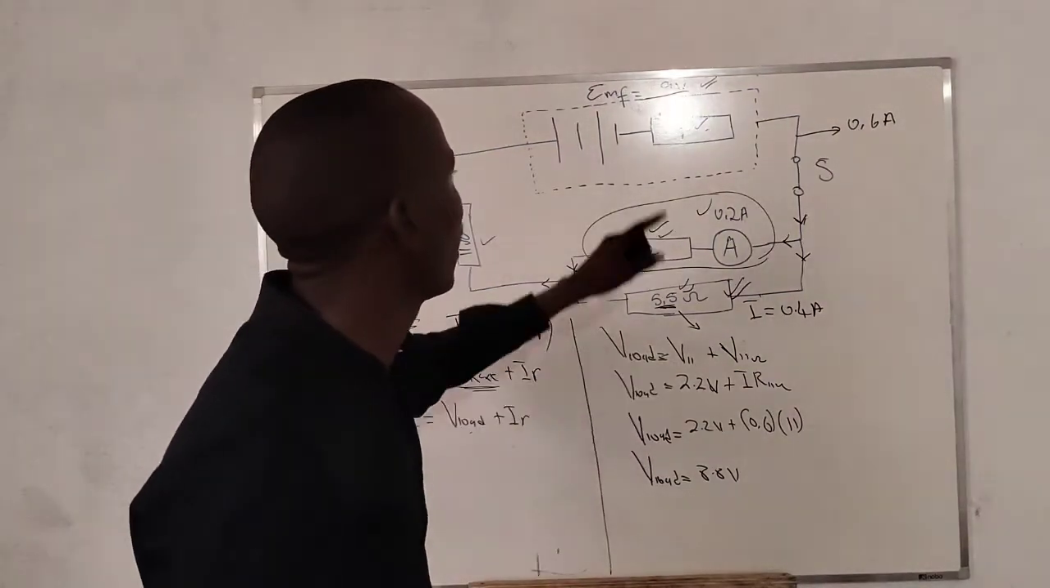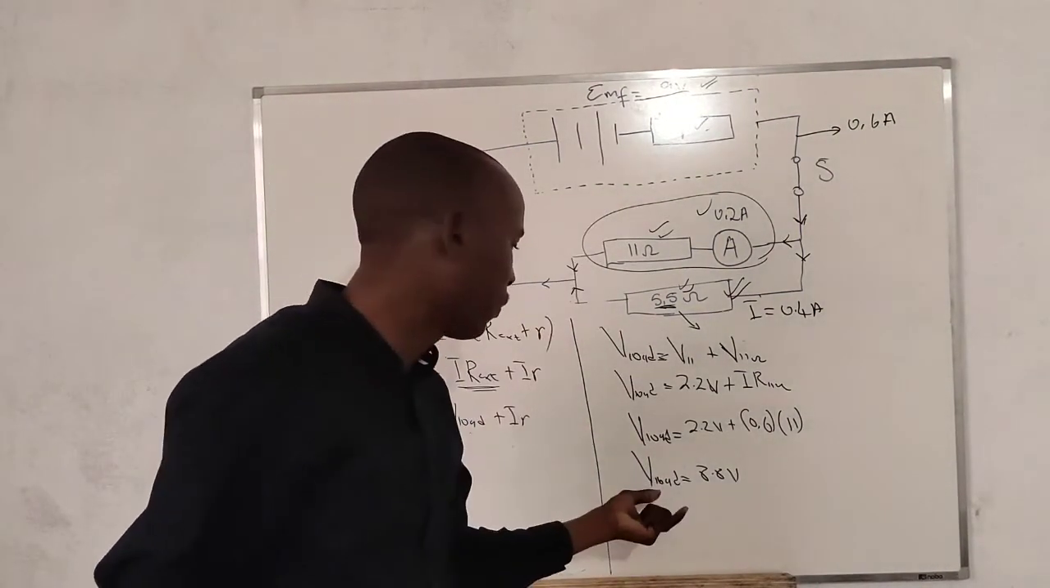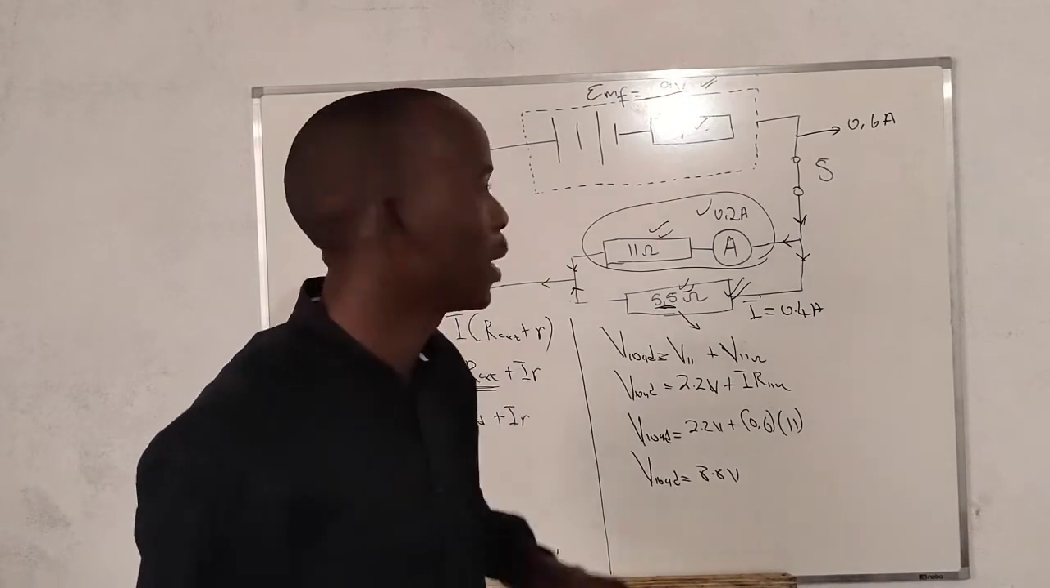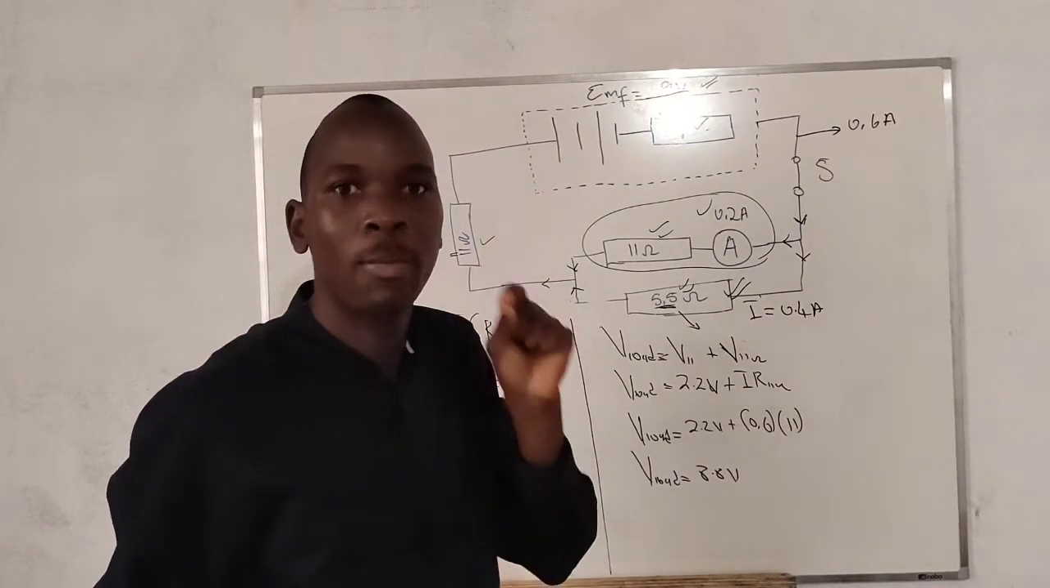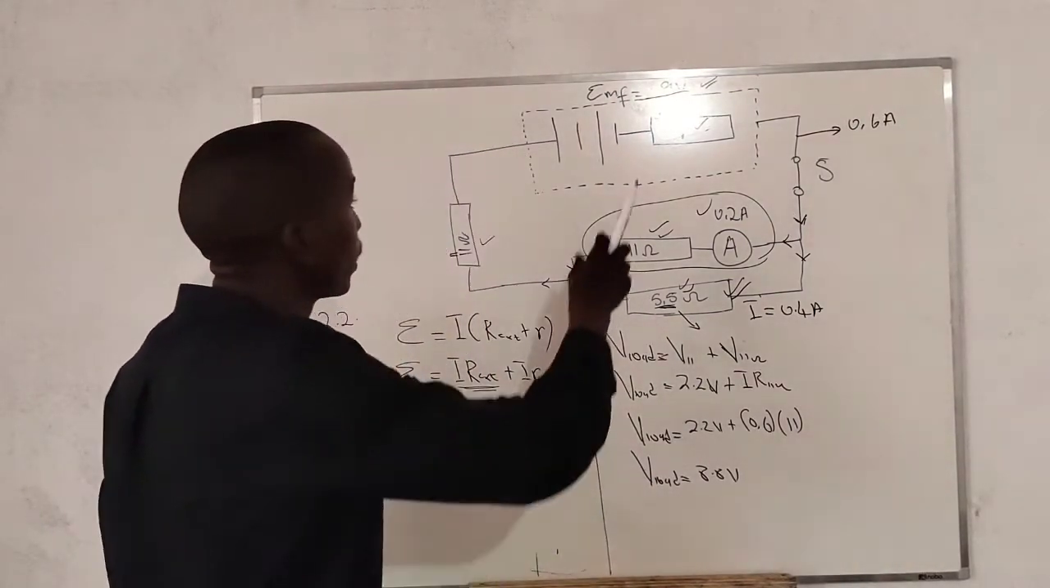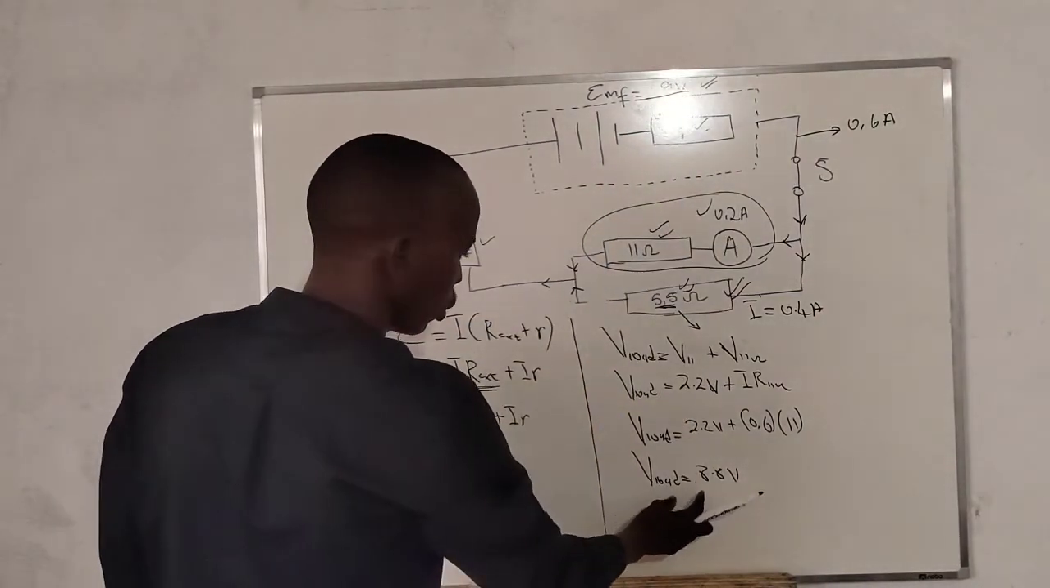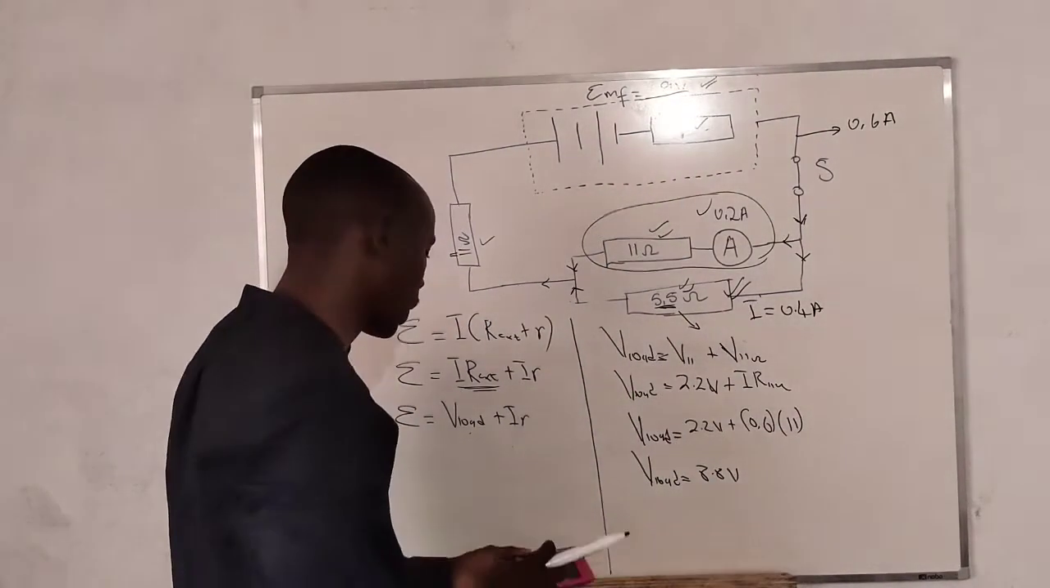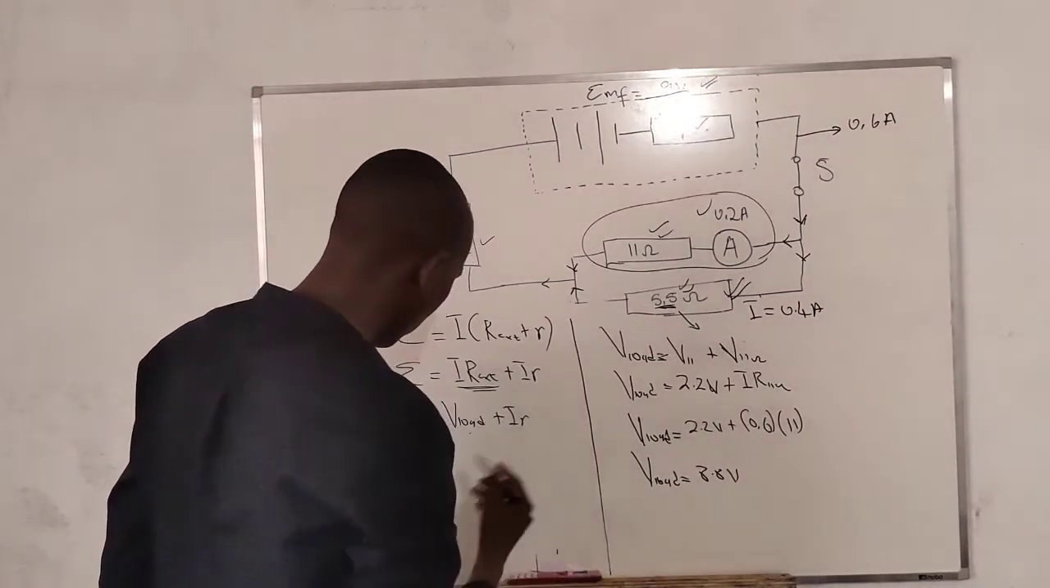Remember, the external voltage V load can never be bigger than the EMF of the battery. So you see, the EMF of the battery is 9. The V load is 8.8. So this shows that the answer is correct.